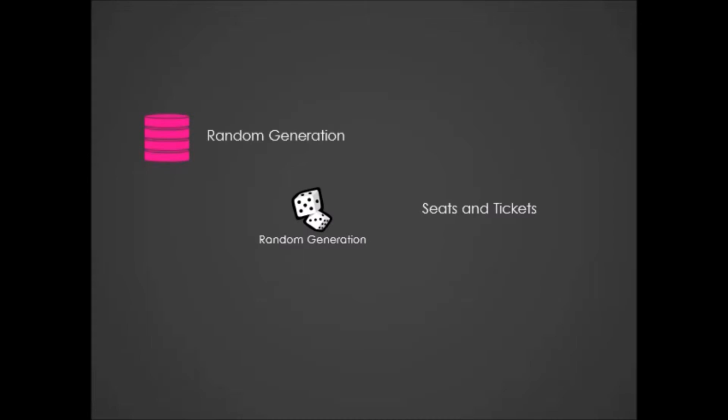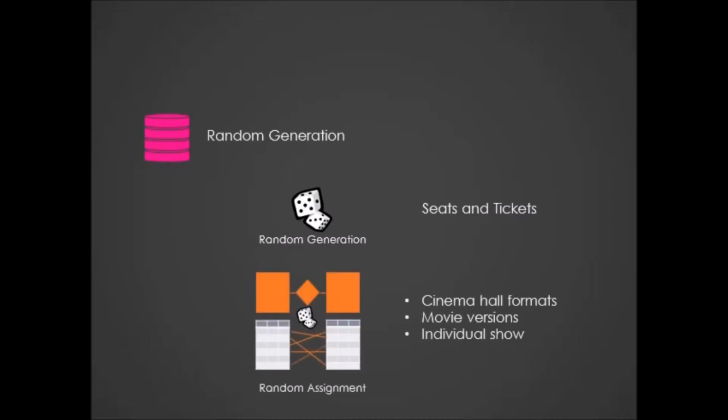As a different kind of generation, we have the random assignment of entities to each other. We look up random entities in one table and randomly assign entities from another table, thereby creating a new relationship. We do that for the movie formats a cinema hall supports, the movie versions that are available for our cinema, and the movies that are shown in our movie sitting.